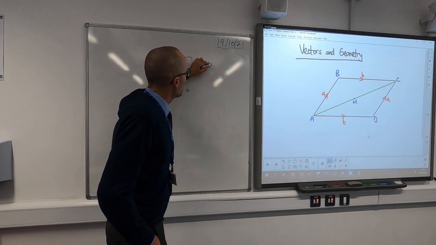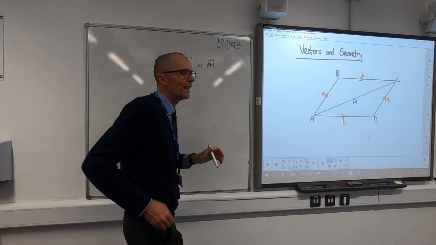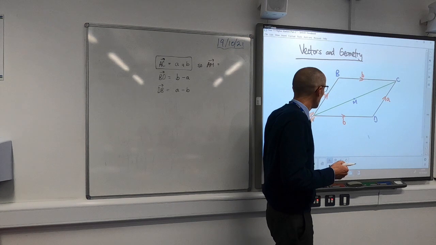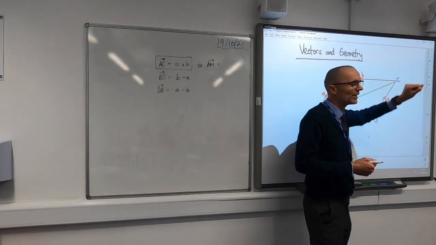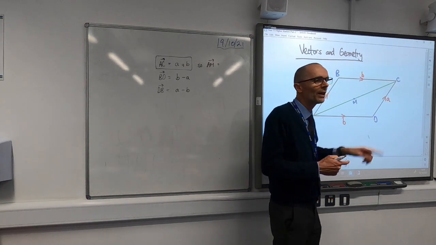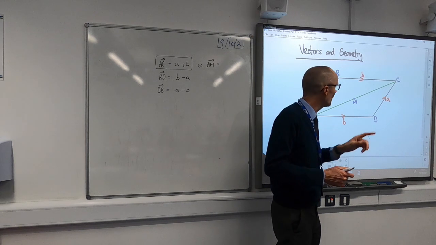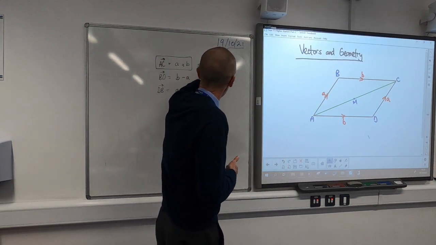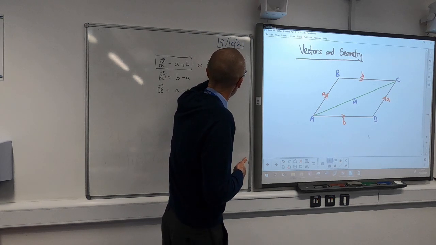So A to M, well, you've got to think, okay, A to C, I'm doing it this way, but the effective journey is there, isn't it? A to M is halfway along there. So it's going to be half of this journey here. It's going to be a half of A plus a half of B.